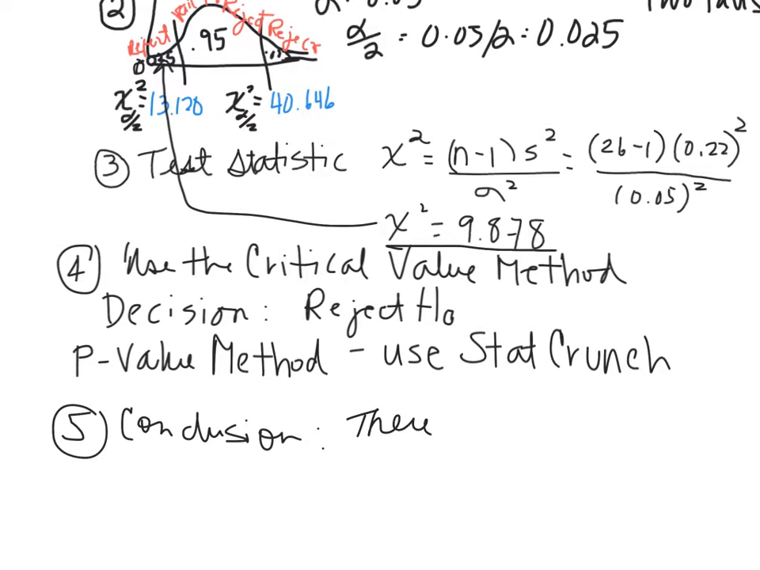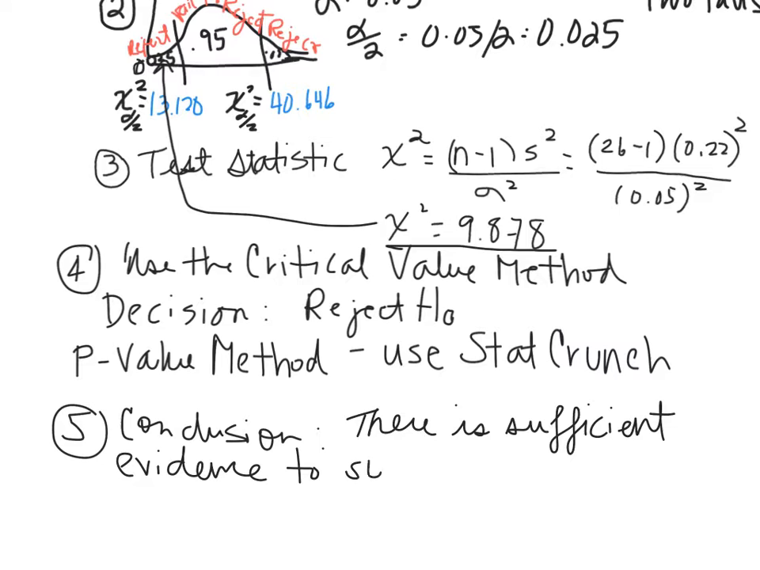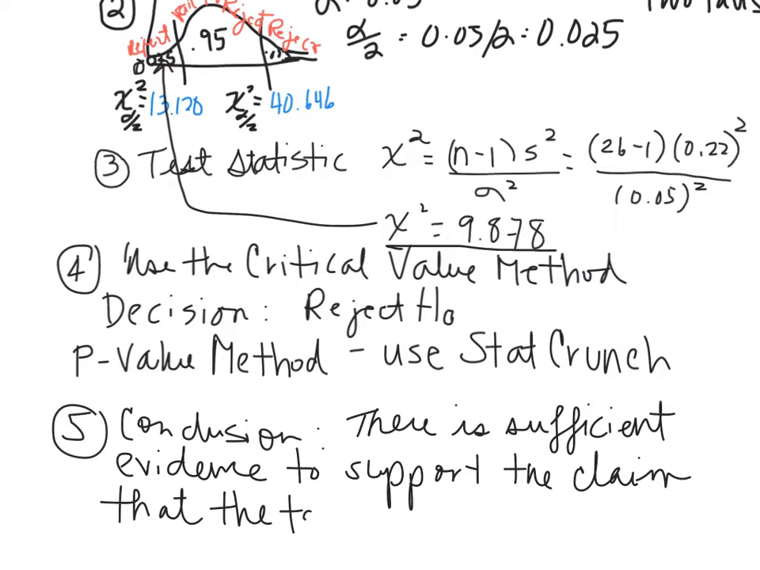There is sufficient evidence to support the claim. And what was the claim about? That the tar content has a standard deviation different from 0.35 milligrams.